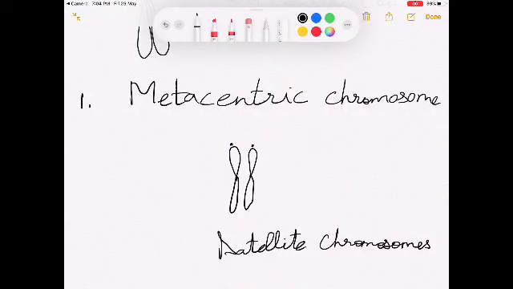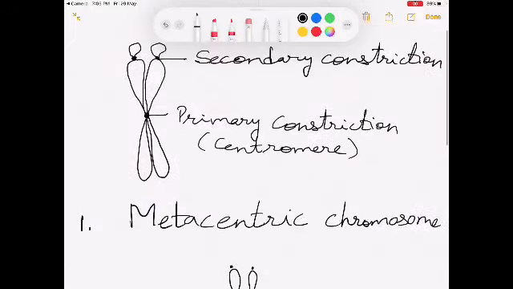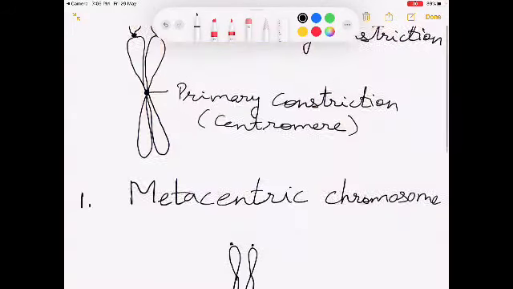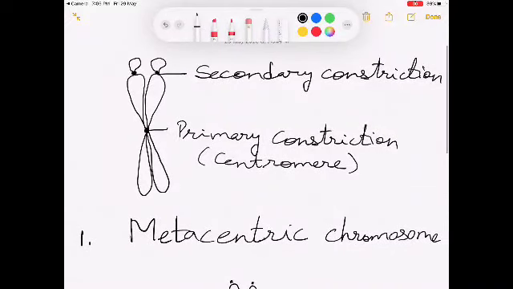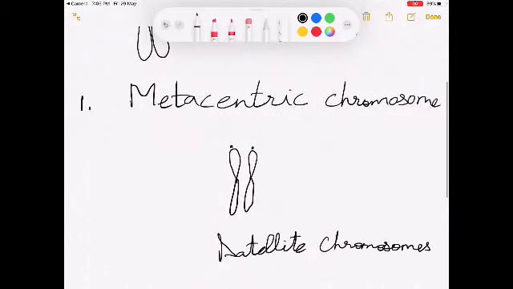This is also one type of categorization, when there are two constrictions, primary and secondary. Students, sometimes a tertiary constriction is also found, but we will not discuss that here. That is for higher classes. Till now, for you, only primary and secondary constriction. Even the secondary constriction is not the main focus; we have to focus on the primary constriction, which is called the centromere. But if a secondary constriction is present, then those chromosomes are called satellite chromosomes. These can be seen in the human karyograph also: the 13th, 14th and 22nd chromosomes are satellite chromosomes.